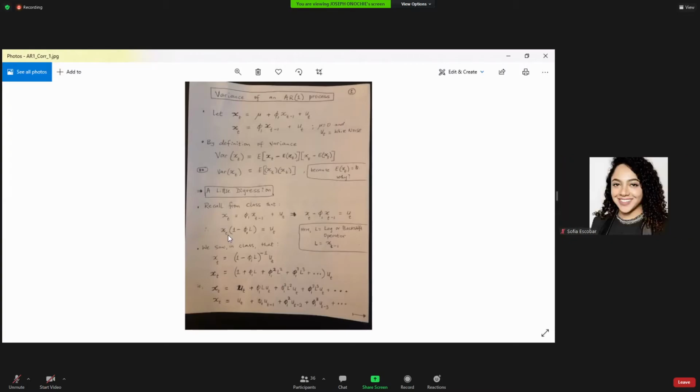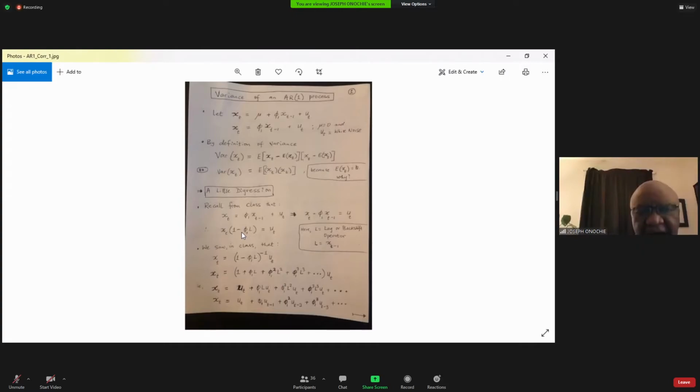Okay, so if you did that, then you can go back and factor it out again. So this will be x of t times (1 minus phi 1 L) equals u of t. This is a very convenient and popular way of representing AR(1) models and autoregressive models.